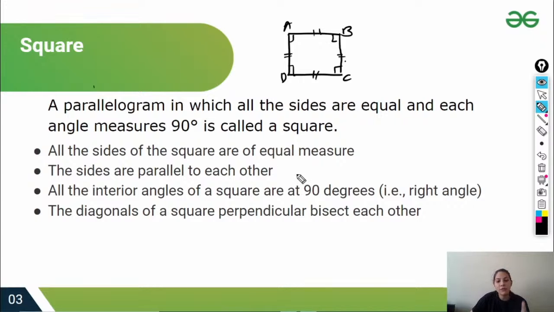The diagonals of a square perpendicular bisect each other. That means it's dividing this diagonal into two equal halves, and also it's cutting at right angle. It is forming a 90 degree angle at the diagonal intersecting point. So you all know square. So let's not go in brief.